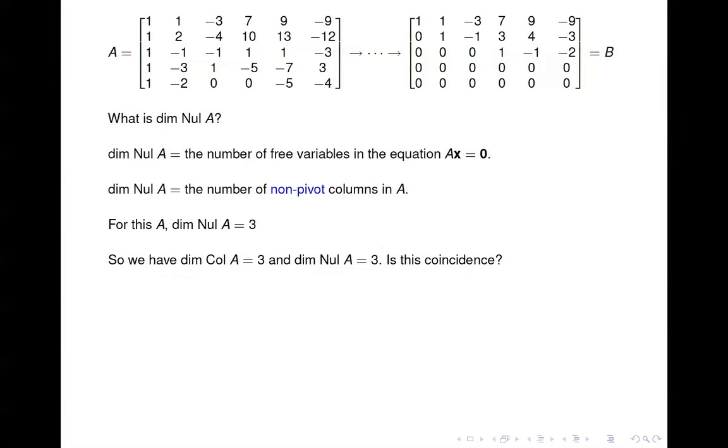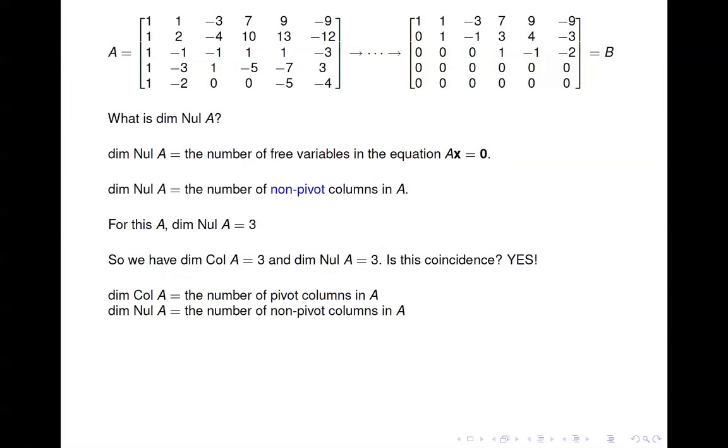And the answer is yes, it is a coincidence. It's coincidence because the dimension of the column space is the number of pivot columns. The dimension of the null space is the number of non-pivot columns. So when you add them together, you get what? The number of columns in the matrix. So it just so happened that there were 6 columns in this matrix.